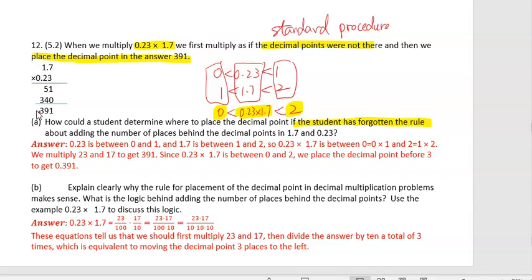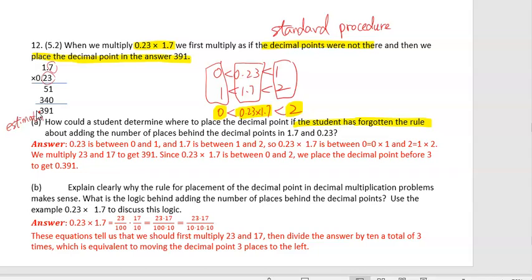In part B, explain why the rule for placement of the decimal point in multiplication and division problems makes sense. What is the logic behind adding the number of places behind the decimal points? In part A we used an estimation method. In part B, we want you to explain why the standard method, the procedure, works. When we multiply decimal numbers, we ignore the decimal points and multiply them like whole numbers. Why could we do that? And also, why do we add the decimal places to get 3 and place it in the answer?